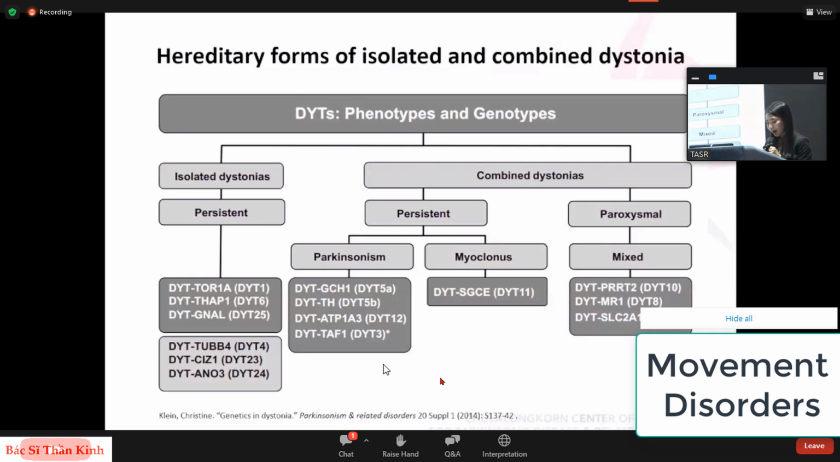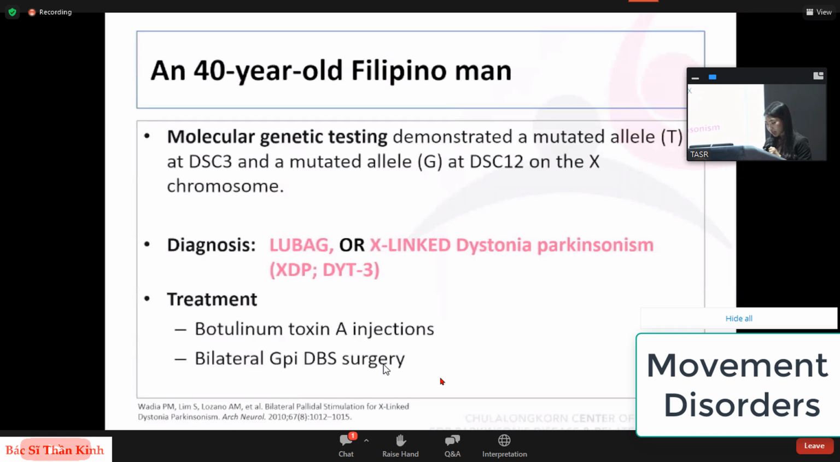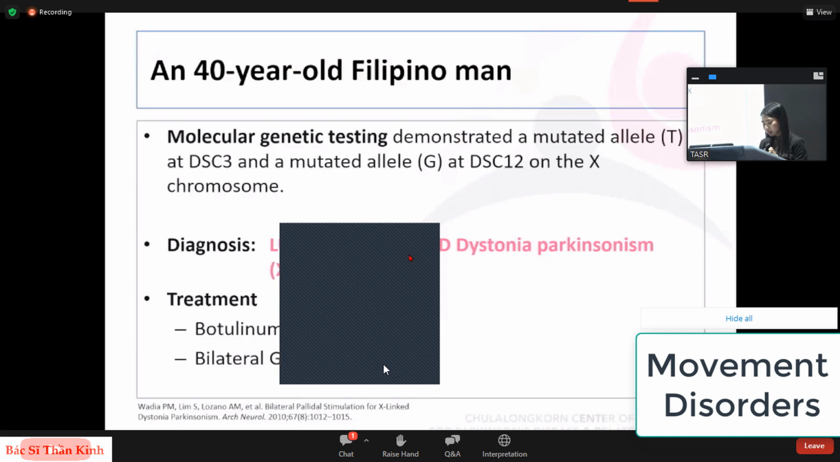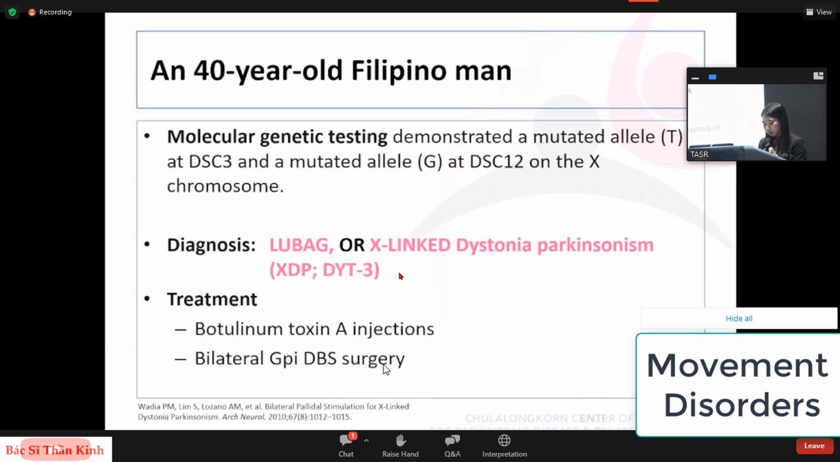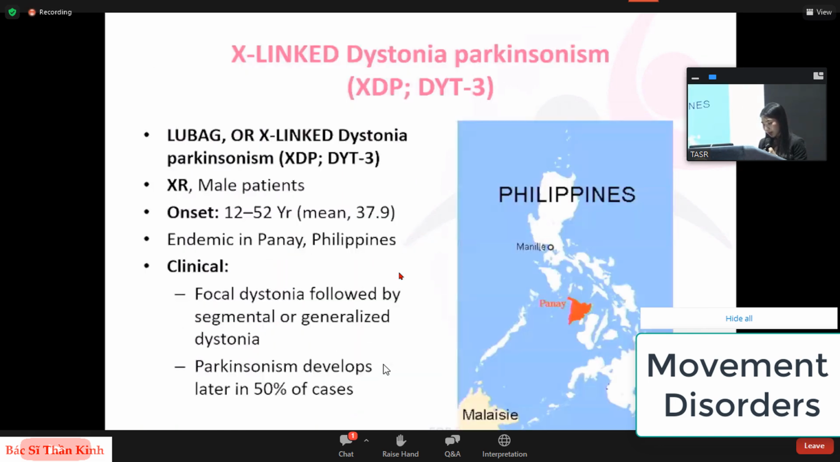And in this case, the dystonia is combined with Parkinsonism. So this group of disorders should be considered. The genetic test revealed the mutation. So the patient was diagnosed with Lubag, or X-linked dystonia Parkinsonism, DYT3. The patient has been treated with botulinum toxin type A injection for a while, but only partially relieved, so he underwent DBS surgery with good response.